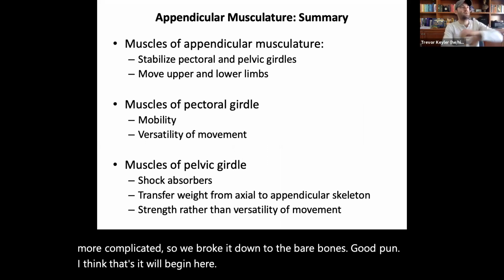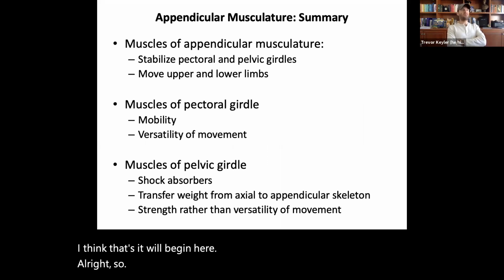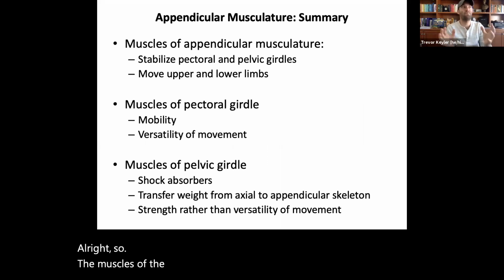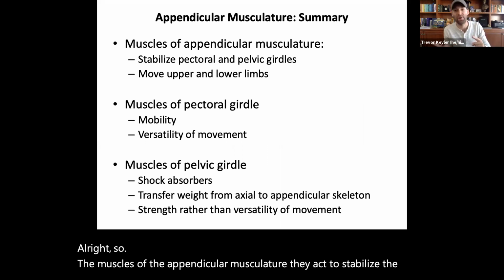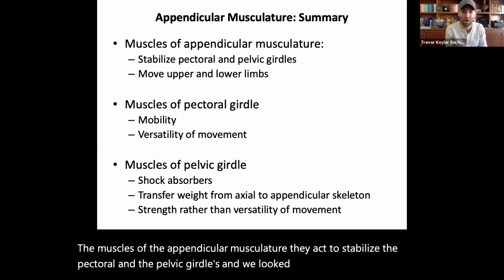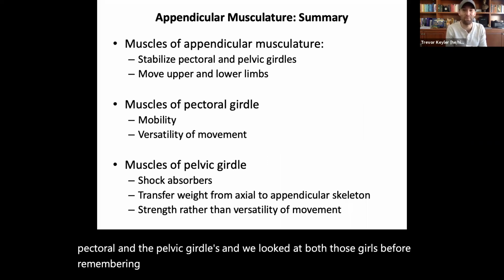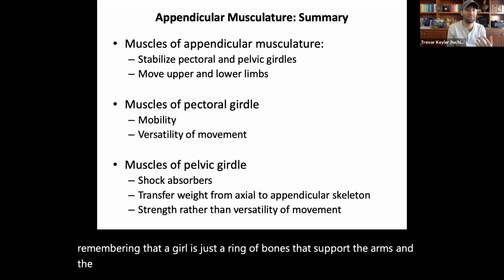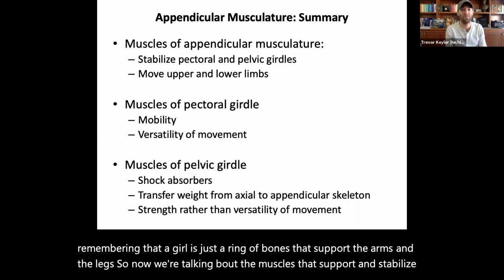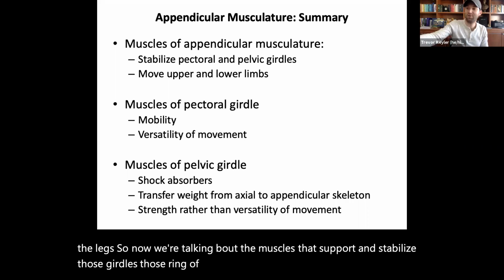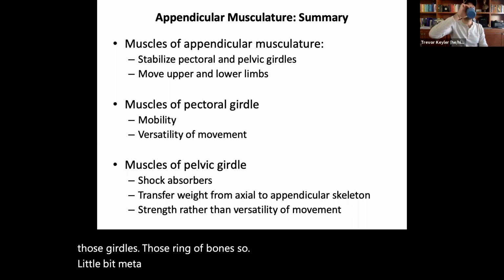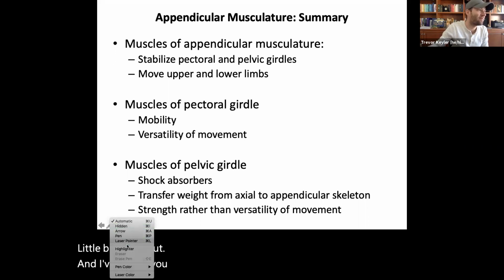All right. So the muscles of the appendicular musculature act to stabilize the pectoral and the pelvic girdles. And we looked at both those girdles before, remembering that a girdle is just a ring of bones that support the arms and the legs. So now we're talking about the muscles that support and stabilize those girdles, those rings of bones. Okay? So a little bit meta. And I've shown you this figure here before.